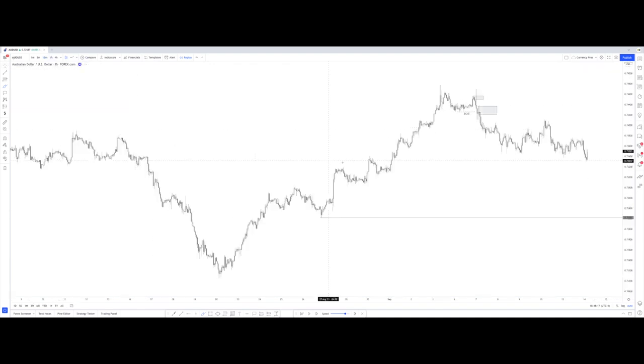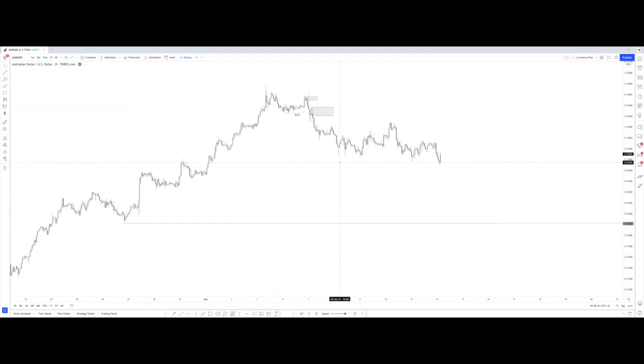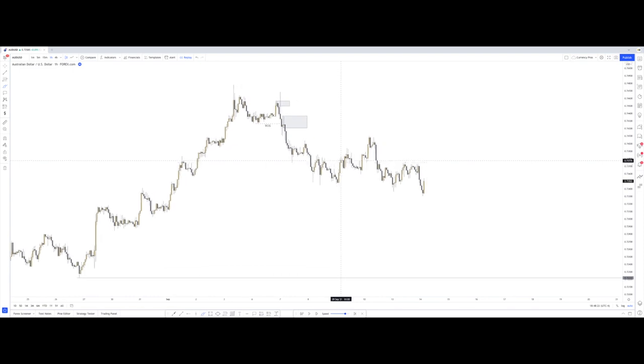Let's jump back to the 1 hour because I want to stay on the 1 hour for this specific example. We'll go over more examples later on, but for now we're going to stick to this on the 1 hour time frame. So again, this is the second order block here.